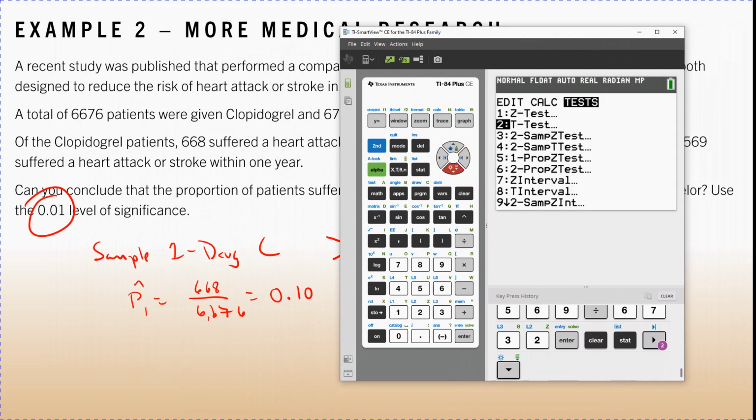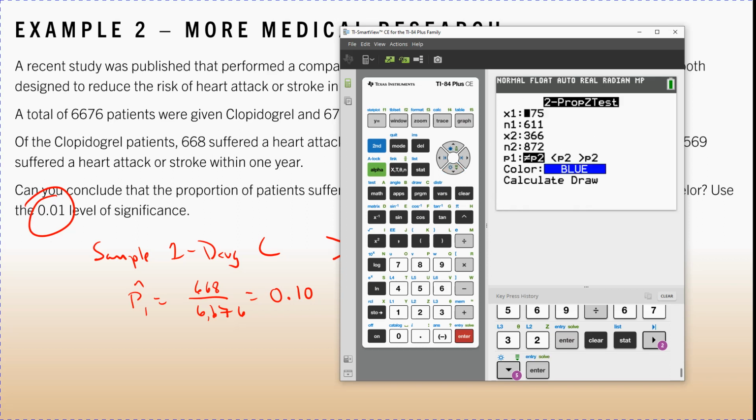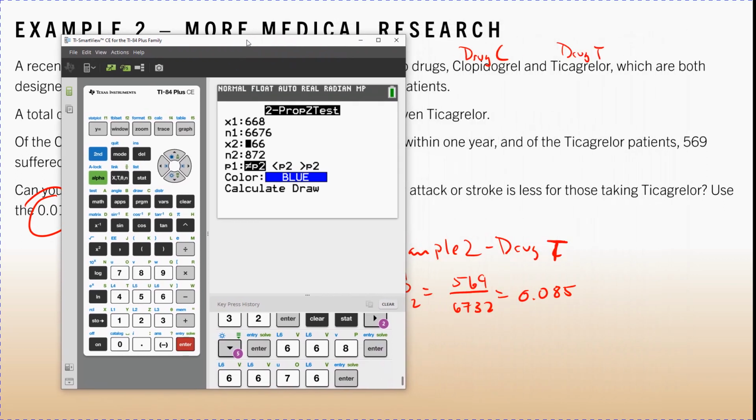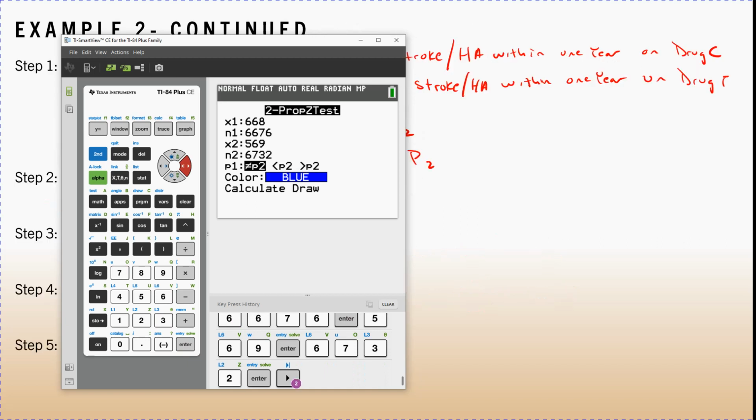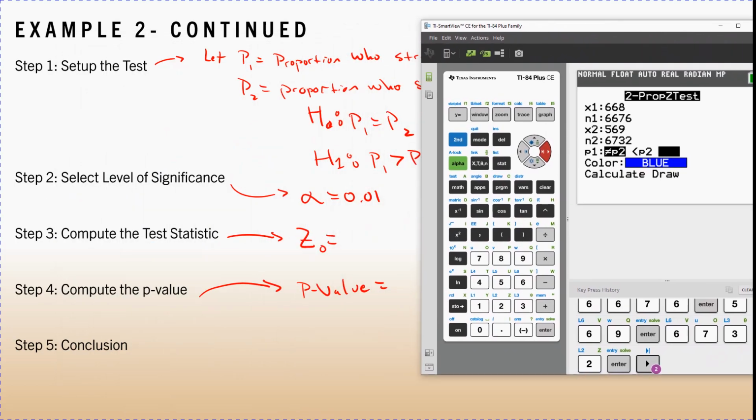Stat tests, 2-prop z test. Here it was 668 experienced a heart attack in the first year out of 6,676. The second one, it was 569 had the heart attack in the first year out of 6,732. And what we wanted to test, make sure you get your alternative set up correctly, was that P1 is greater than P2.